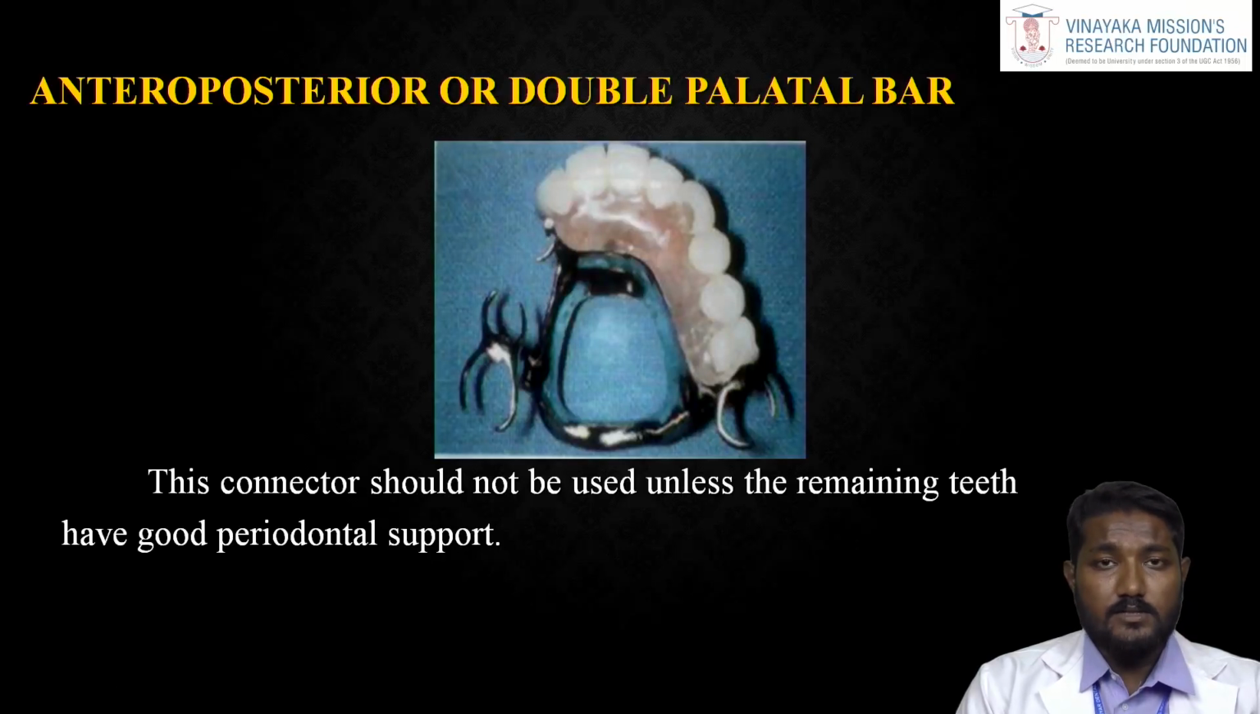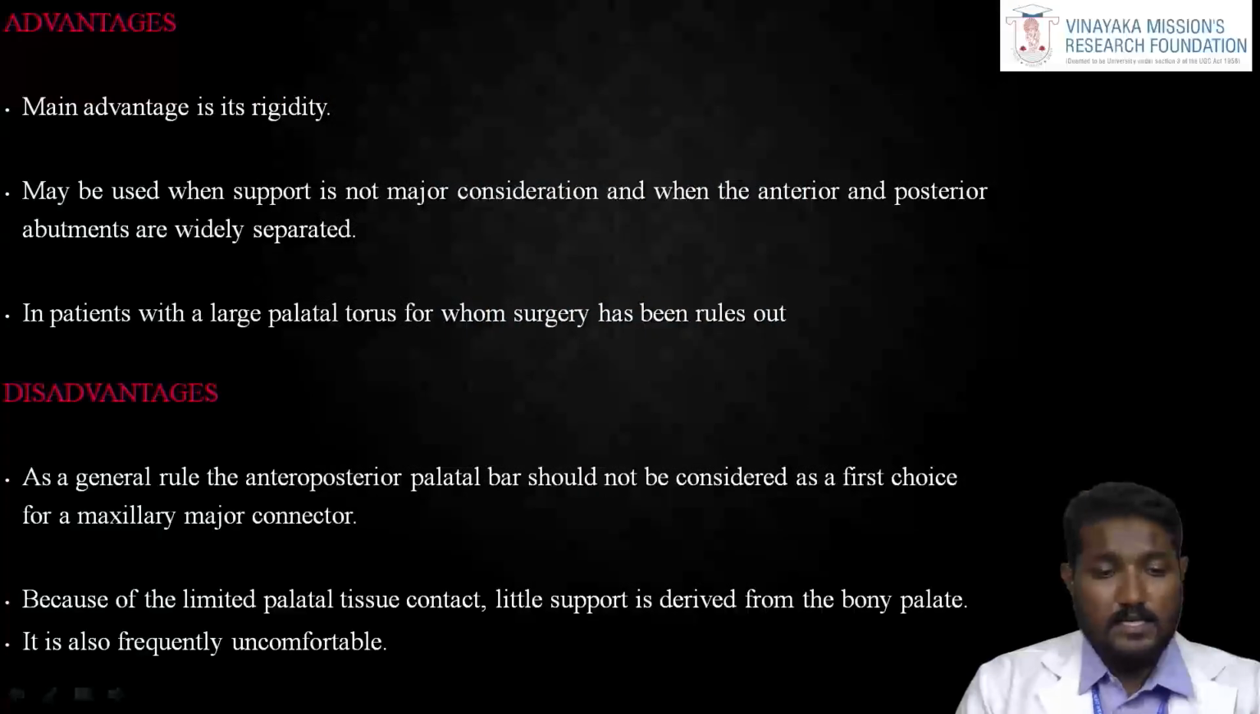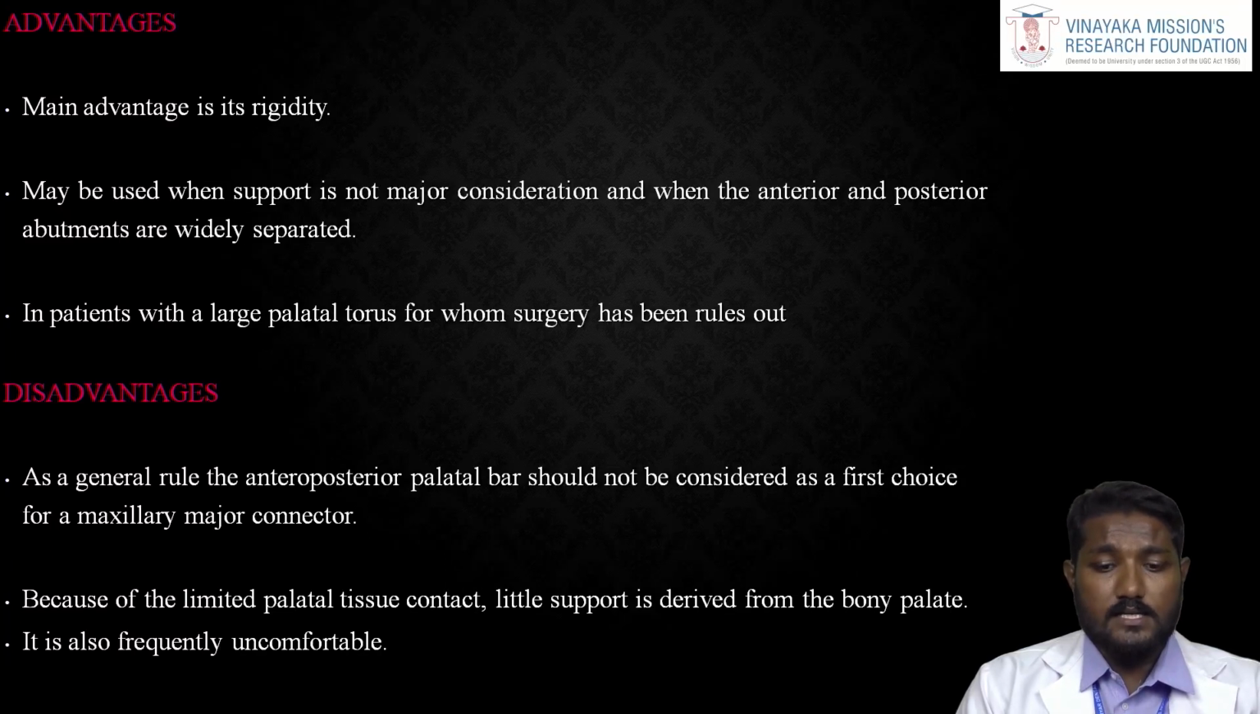This connector should not be used unless the remaining teeth are well periodontally supported. The main advantage is its rigidity. It may be used when support is not a major consideration and when the anterior and posterior abutments are widely separated, and in patients with a large palatal torus for whom surgery has been ruled out. Disadvantages: as a general rule, the anteroposterior palatal bar should not be considered as the first choice of maxillary major connector. Because of its limited palatal tissue, little support is derived from the bony region. It is also frequently uncomfortable.